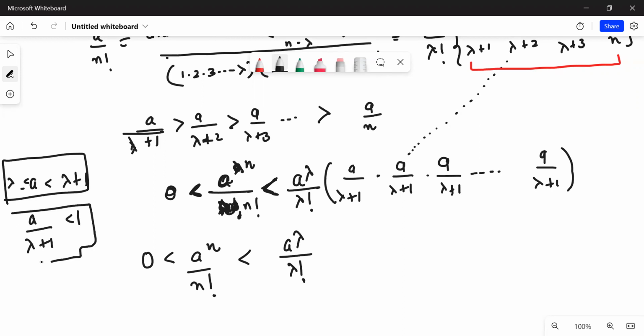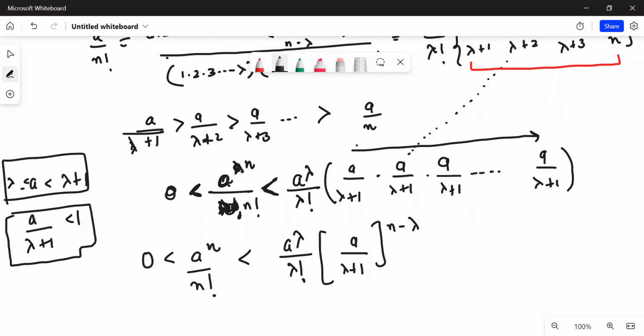So if you see this bracket, it would be a upon lambda plus 1 raised to power n minus lambda. Is that clear? In this bracket, how many terms are there? So these are, I think, n minus lambda terms, is it? Yes, sir, n minus lambda terms here.